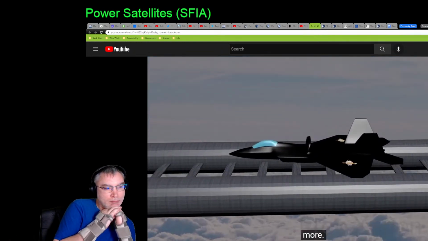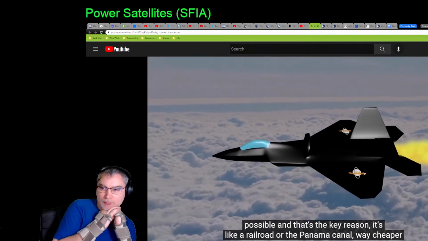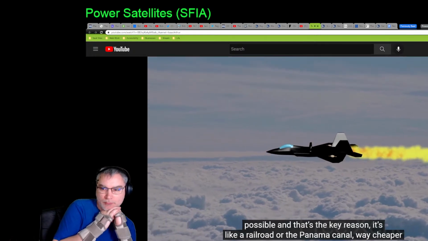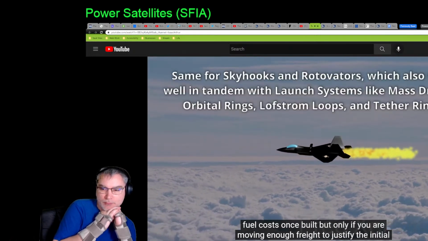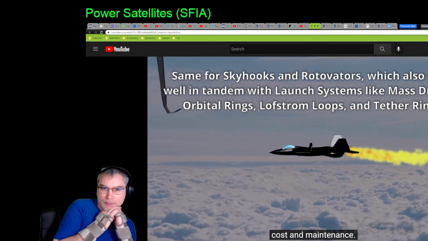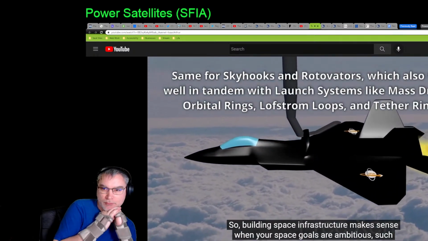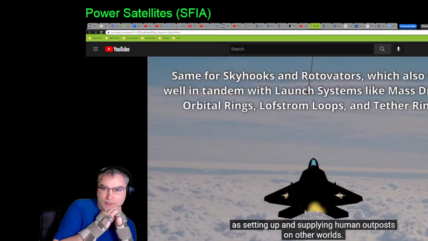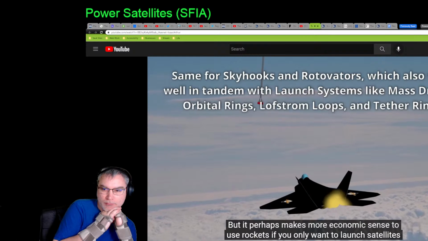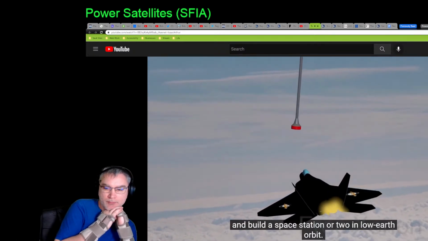now, preferably more. Folks sometimes wonder why we don't build these things already if they're physically possible, and that's the key reason. It's like a railroad or the Panama Canal, way cheaper fuel costs once built, but only if you are moving enough freight to justify the initial cost and maintenance. So building space infrastructure makes sense when your space goals are ambitious, such as setting up and supplying human outposts on other worlds, but it perhaps makes more economic sense to use rockets if you only want to launch satellites and build a space station or two in low Earth orbit.